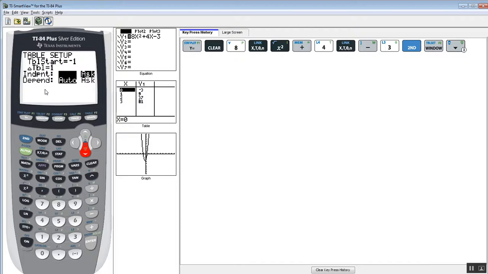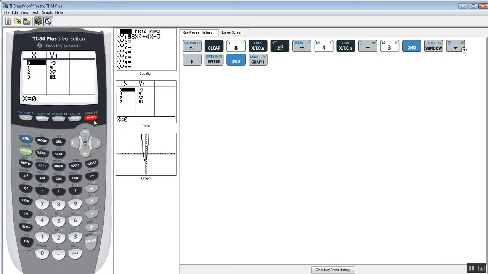Now, if you down arrow, under the independent you want ask highlighted. If it isn't already highlighted, then down arrow to that line, right arrow, put your flashing cursor on ask, and press enter one time. And now if we go to our table, I do second graph, you can type in numbers. And I had some numbers, so I just press delete over and over to clear those out.